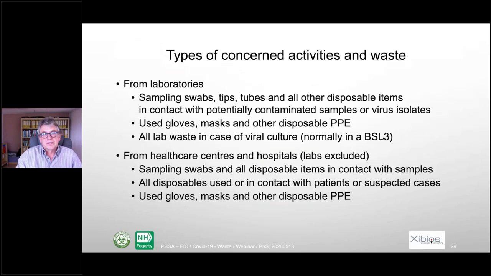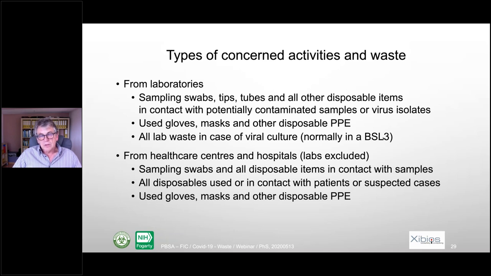Actually, first, the type of concerned activities and waste. If we think about laboratories, of course, we speak about laboratories in which the coronavirus is used, or materials are there. So all the sampling swabs, tips, tubes, and all possible disposable items in contact with potentially contaminated samples or virus isolate have to be considered as contaminated and treated as such. Also, all the used personal protective equipment, such as gloves, masks, and other disposable PPEs, for instance disposable gowning, all that also needs to be treated as infectious waste and thus decontaminated. And of course, all lab waste in case of viral culture. So if you do viral culture, which is normally done in a BSL-3, in that case, all that, of course, should be eliminated. But the principle in a BSL-3 lab is that all wastes are immediately treated when they go out of the lab.